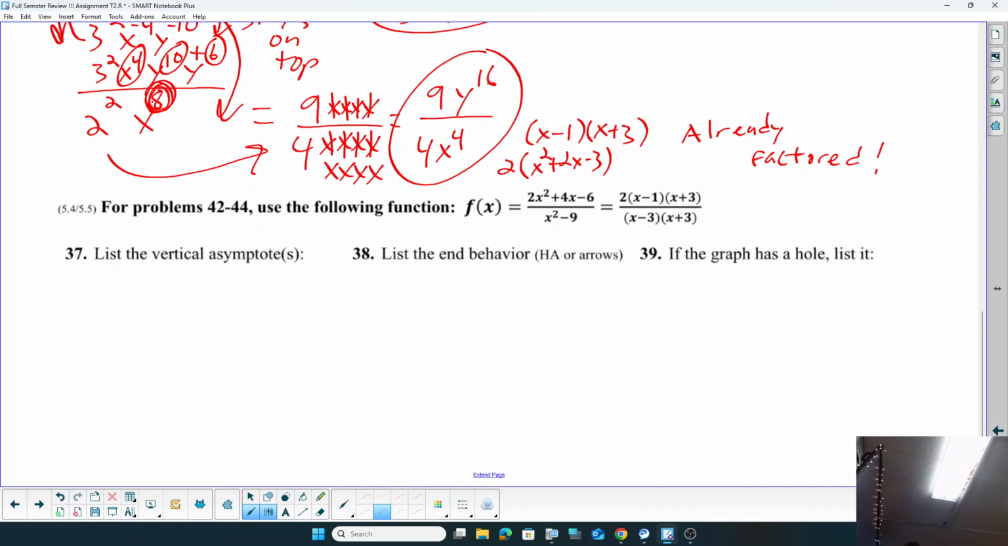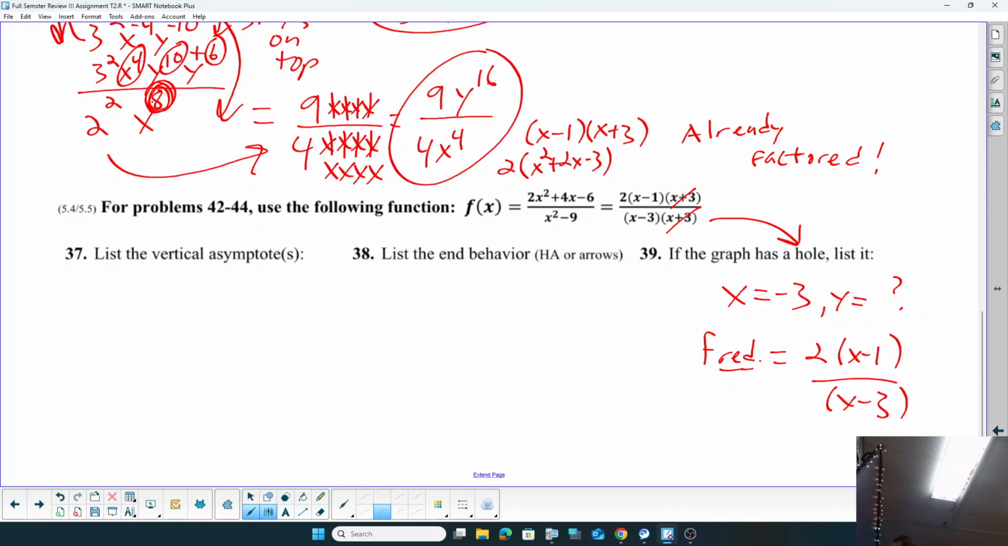Okay, so the thing that canceled is called the hole. So the graph has a hole at x equals not positive 3, but negative 3. So how do we find the y value of the hole? To find the y value of the hole, you take the reduced function, which is whatever's left, 2 times x minus 1 over x minus 3, and you plug it in. So we take negative 3 and plug it in there.